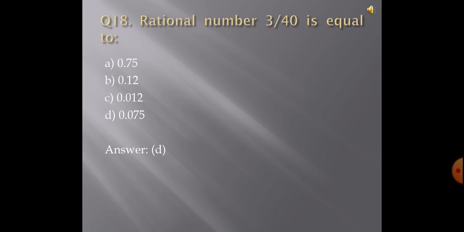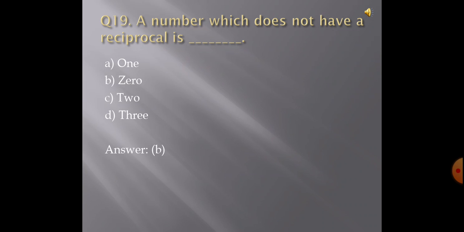Question number 18. Rational number 3 upon 40 is equals to. Now this question is done with the help of long division. First you long divide this 3 upon 40 and get the answer, and take the correct answer from the following. Question number 19. A number which does not have a reciprocal is. This is a very easy question from this chapter. I hope you'll do it.